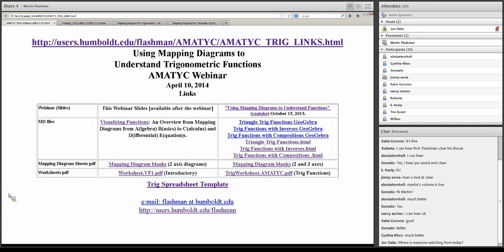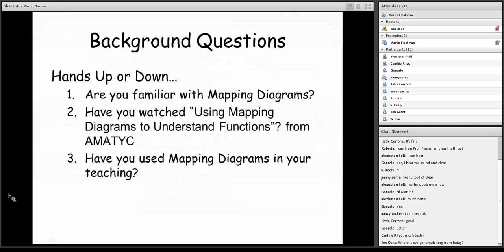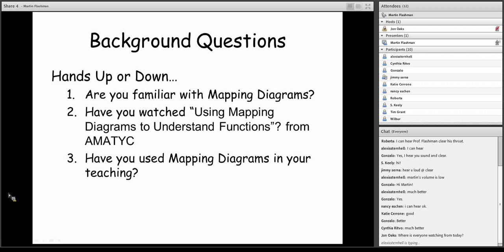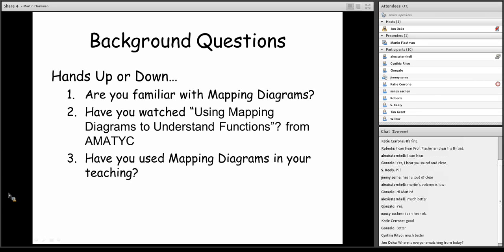So, getting back to the presentation here. I have a quick question or two for people. First of all, how many of you can raise your hands up or down? How many of you are familiar with mapping diagrams? So, quick hands up or down on that. Not seeing the tally here, but going to move on then. If you are familiar with them, I hope this will enhance your understanding. If you haven't, then maybe you will want to watch also the Using Mapping Diagrams to Understand Functions webinar. That's another webinar that was done on AMATYC and is available on the AMATYC site.